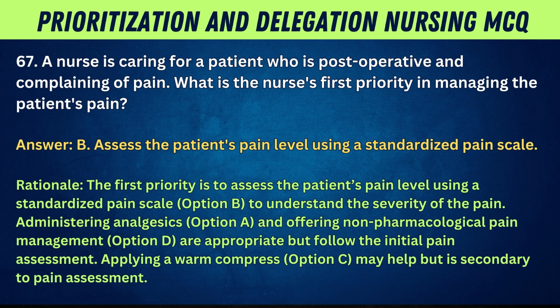Answer: B. Assess the patient's pain level using a standardized pain scale. Rationale: the first priority is to assess the patient's pain level using a standardized pain scale, option B, to understand the severity of the pain. Administering analgesics, option A, and offering non-pharmacological pain management, option D, are appropriate but follow the initial pain assessment. Applying a warm compress, option C, may help but is secondary to pain assessment.